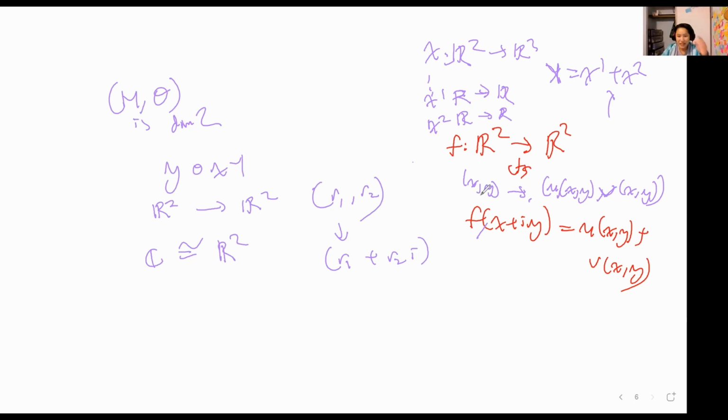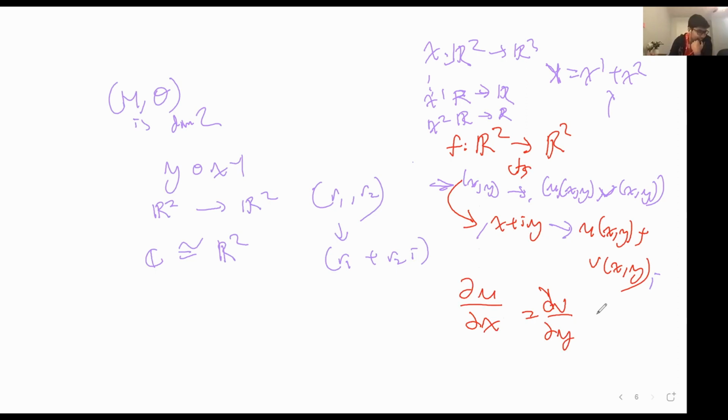So if we turn this into a function that goes from x plus iy to u of xy plus v of xy times i, we're turning this function into this function, so it's more complex now. And this function is differentiable if partial u over partial x equals partial v over partial y. Oh, these are partials, yeah.